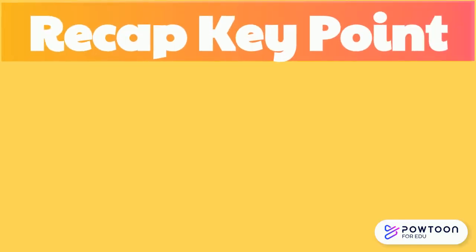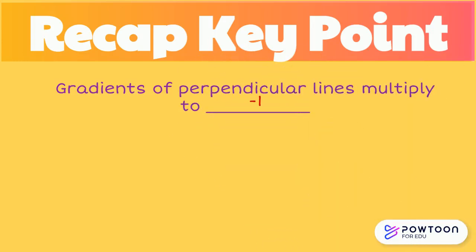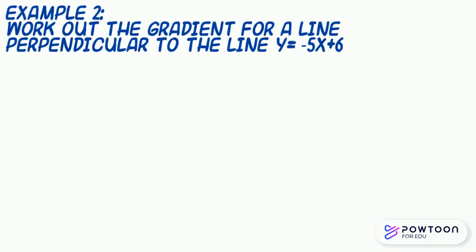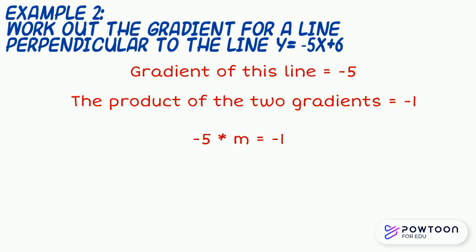Just a little reminder of something we learned last year. Gradients of perpendicular lines must multiply to make -1. Example 2 is just a little bit of a revision of last year's topic that we need to know in order to find the equation of tangents. So we're going to work out the gradient of a line perpendicular to the line y equals -5x plus 6. So in this equation, our gradient is -5, so we need to figure out the perpendicular gradient. We know that perpendicular lines must have gradients that multiply to make -1. That means that -5 times our gradient equals -1.